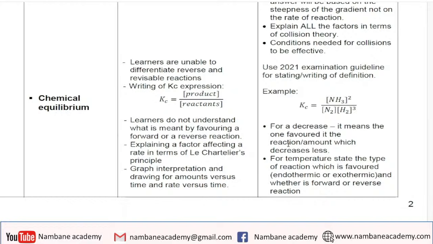You look at your Kc expression and check whether this change will favor the forward reaction. Remember the implication that we talked about when applying Le Chatelier's principle. If the forward reaction is favored, it means we'll have more products. And with more products, our Kc will do what? It will increase, because products are in the numerator, and when the numerator increases, the value of Kc increases. But if we will have more reactants, then Kc will decrease. These are some of the things that you must be aware of when it comes to the Kc expression.